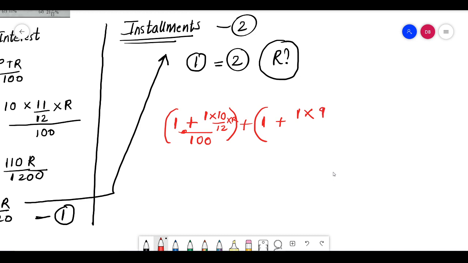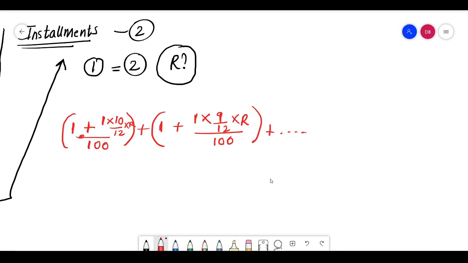9 months, right? 9 by 12 into R by 100. Simple. And we continue like this. And in the end, you just pay 1 rupee. As you do not have any month left, it is 0 by 12 into R by 100, because in the last month you will not pay any interest since you do not have any months left. That means you will just pay 1 rupee.